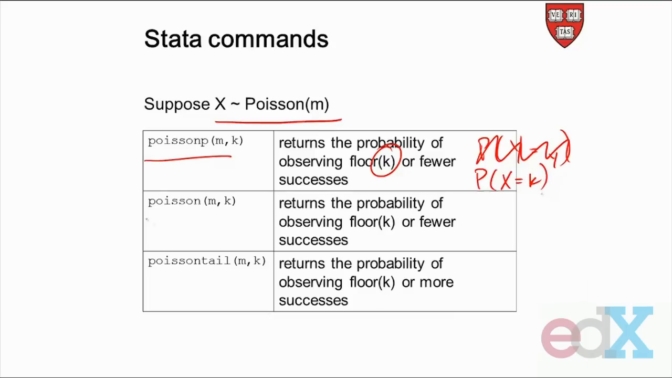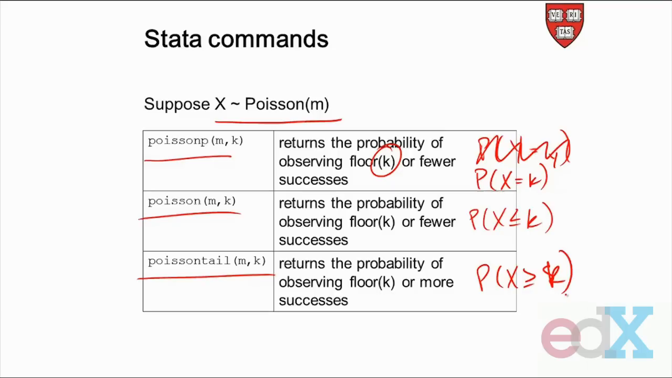So really, if I wanted to use consistent notation, this is the probability that x is equal to k. Now the Poisson returns the probability of observing k or fewer successes. So what does that mean? It really is returning the probability that x is less than or equal to k. And last, we have Poisson tail, which returns the probability that x is greater than or equal to k. So using these 3 commands, we can now do some calculations with the Poisson distribution.